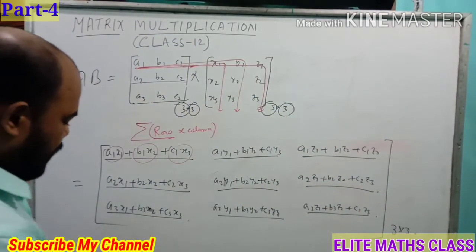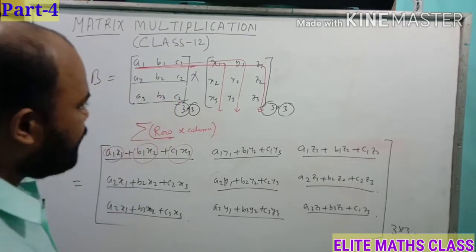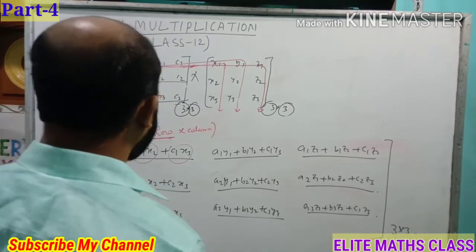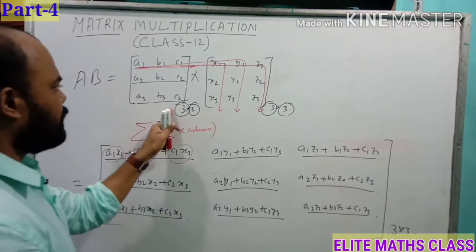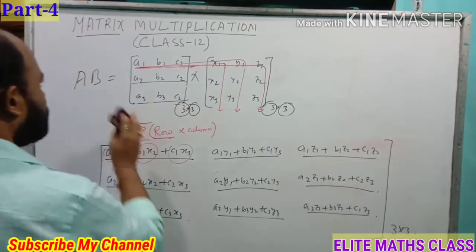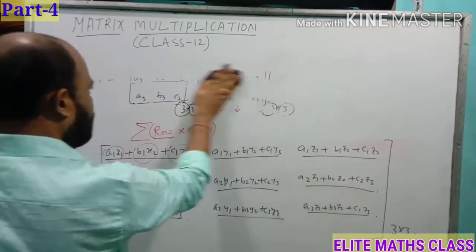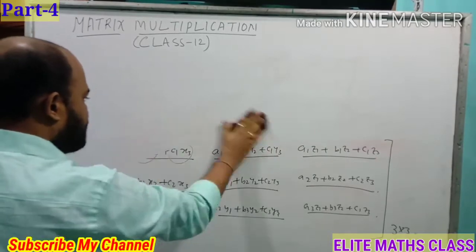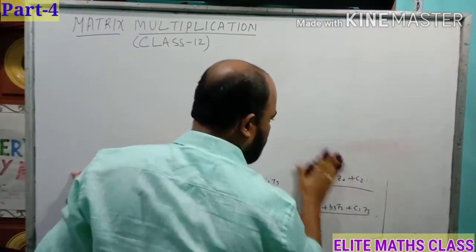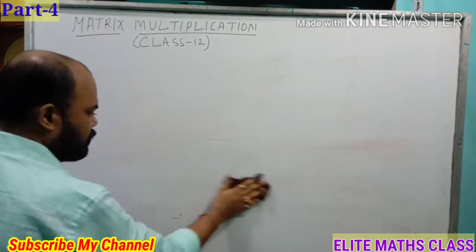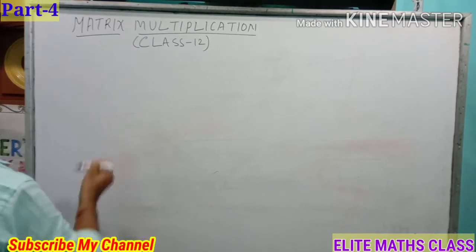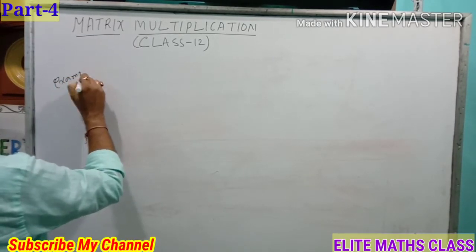In a similar way, we can multiply any two matrices of any order, subject to the condition that the number of columns of the first matrix is equal to the number of rows of the second matrix. Let us see another example which has non-square matrices. Two square matrices are always multiplicable. Here, see an example.